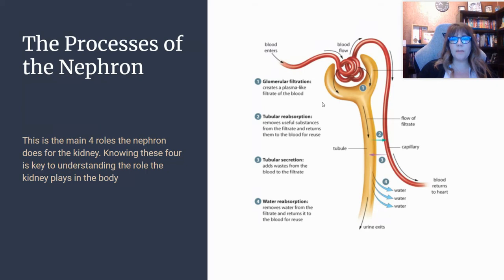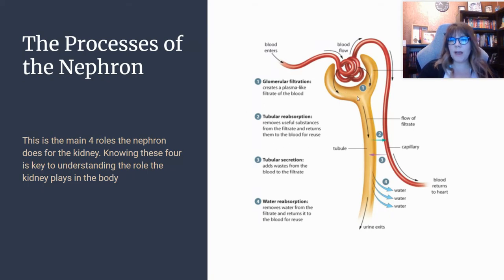We're going to create a plasma-like filtrate of the blood. Essentially, we're just creating a filtrate, guys. A liquid that is filled with ions and water and glucose and amino acids. It's got lots of stuff in there, okay? Then it's going to pass down, and we're going to go through the order of reabsorption, then secretion. Make sure you have these 2 written down in this order because reabsorption happens first.